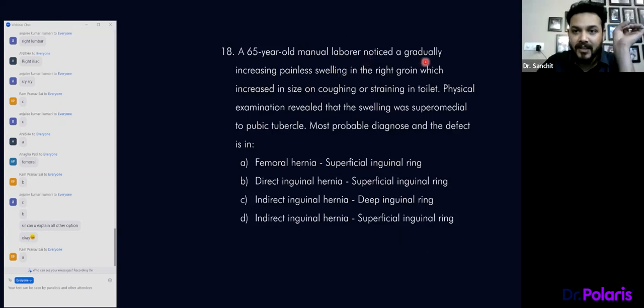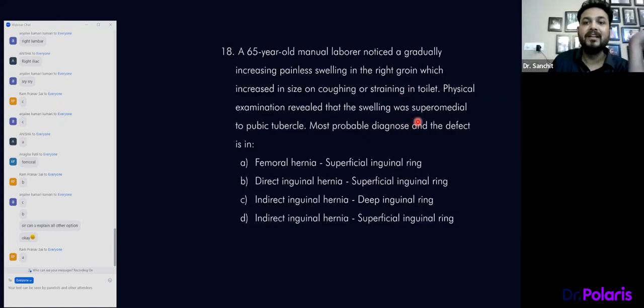Now, this particular patient has come to you, and you see there is a swelling in the groin. Always remember, two types of hernia are there: indirect inguinal hernia and direct inguinal hernia. Indirect inguinal hernias always take the longer route. They come from the deep inguinal ring, then to the superficial inguinal ring, and then into the scrotum. But direct inguinal hernias are called direct because they don't come via the deep ring. They break through the posterior wall and directly enter the superficial ring.